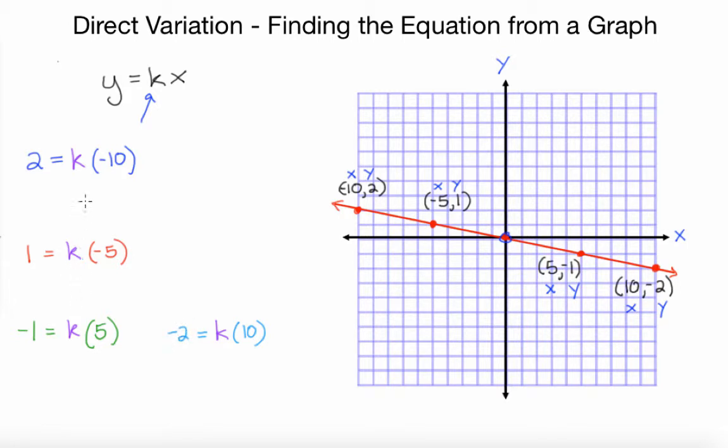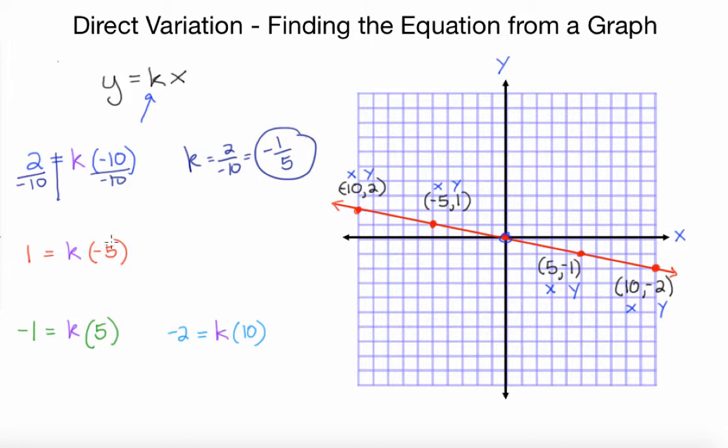All right, so we've got 4 different equations. Each one of these I can use to solve for what k is, if I use some simple algebra. To solve for k, I just need to divide both sides by x. So let's divide both sides by negative 10. And k equals 2 over negative 10. But I can reduce that down. 2 over 10 is 1 over 5. And since it's negative, it's negative 1/5.